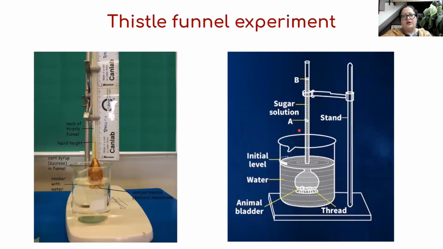Okay, and this can be demonstrated by the Thistle funnel experiment. So this is how the Thistle funnel is set up in the lab. You place a concentrated solution, you mark the initial level, in the concentrated solution, you place it in a beaker full of water and you leave it for some hours. After some hours, the rise in level takes place from A initial to B final, which will tell you endosmosis has taken place across this semi-permeable membrane.